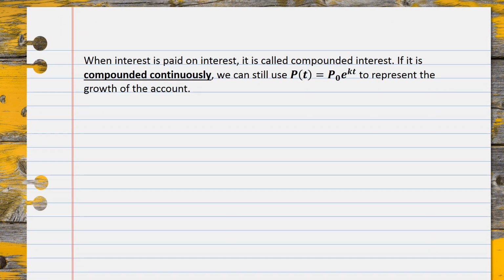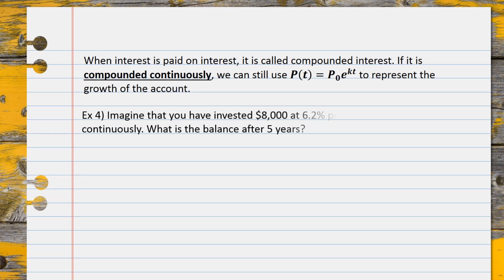When interest is paid on interest, it is called compounded interest. If it is compounded continuously, we can still use the function p of t equals p naught e raised to the kt power to represent the growth of the account. Example 4. Imagine that you have invested $8,000 at 6.2% per year, compounded continuously. What is the balance after 5 years?